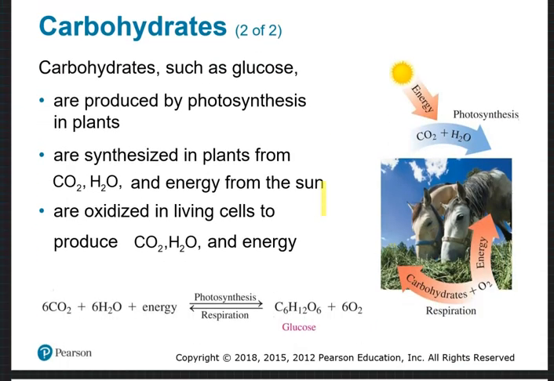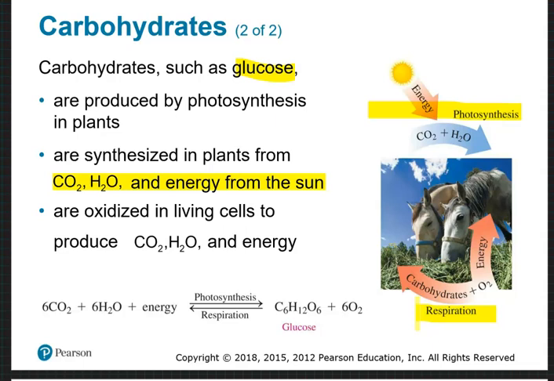So the main source of carbohydrates, well, the original source of carbohydrates, is the process of photosynthesis. Plants use carbon dioxide, water, and energy from the sun to synthesize glucose. This is shown right here. In photosynthesis, we take two inorganic compounds, carbon dioxide and water, and using energy of the sun and some electrons, make glucose.